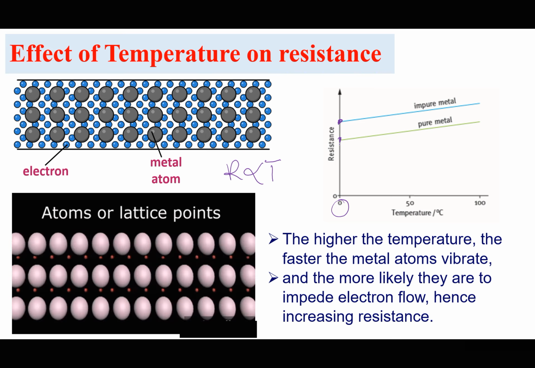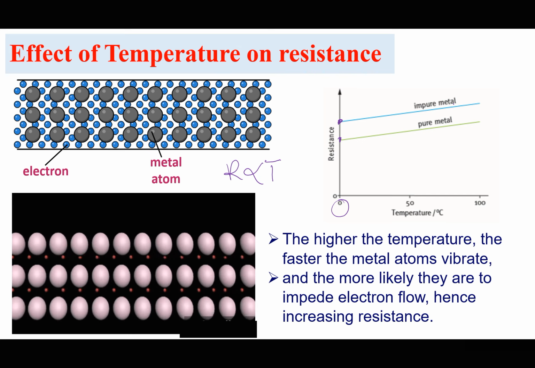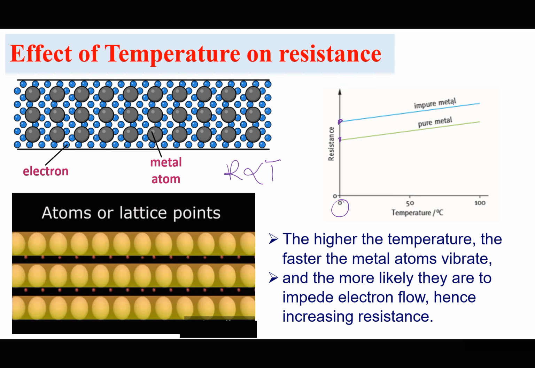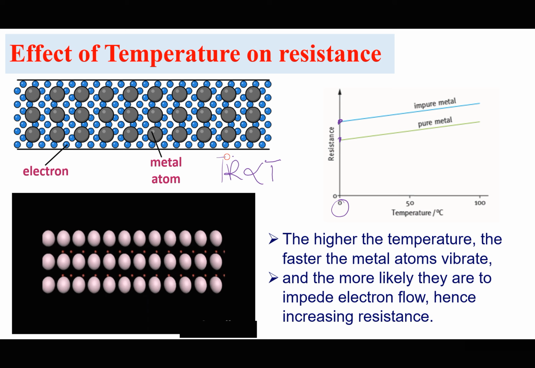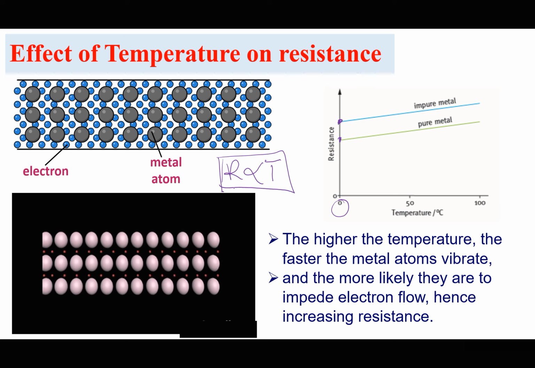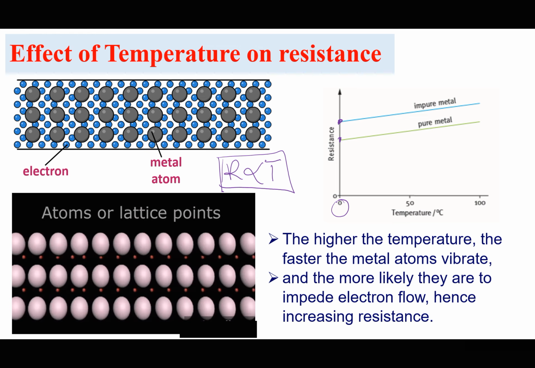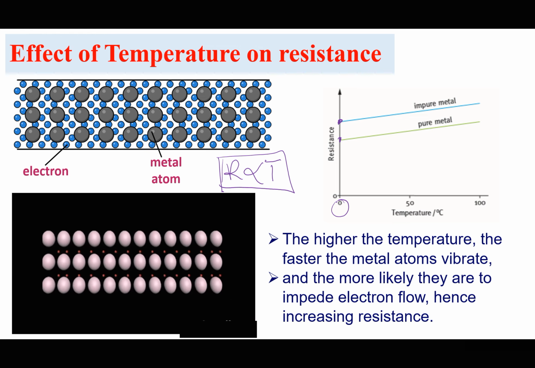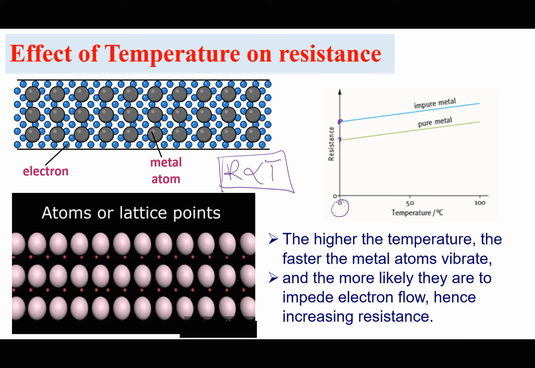The impurities also prevent the free movement of the electrons. That's why the resistance of an impure metal is going to be higher than that of a pure metal. However, what is very important to note here is that resistance is directly proportional to temperature. And I'm saying this graph cannot go through the origin because all materials, even at room temperature or at 0 degrees Celsius, have some resistance, however small. Okay, that is the effect of temperature on resistance.